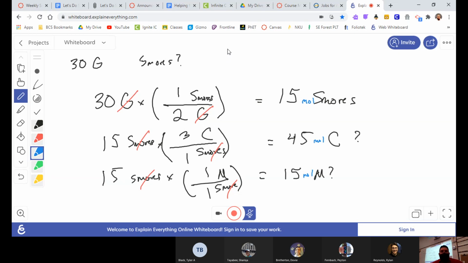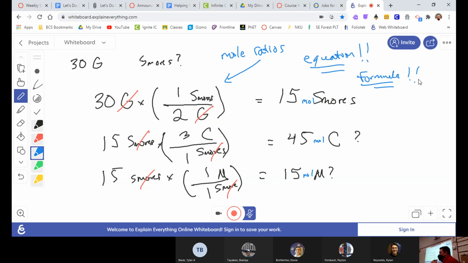So these are called mole ratios. And the mole ratios come from your equation or your formula, same thing. How do you know the mole ratio? Look at your formula. That's your mole ratio. I need 2 pieces of graham cracker and 1 s'more. I need 3 pieces of chocolate and 1 s'more. That's my mole ratio. All right.